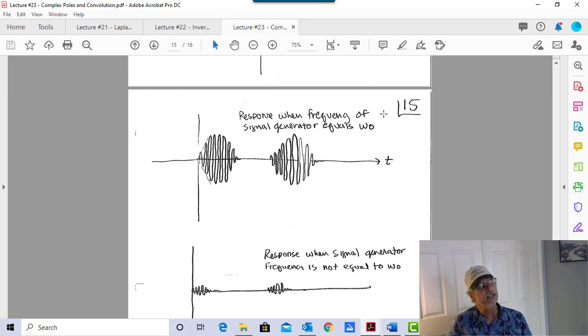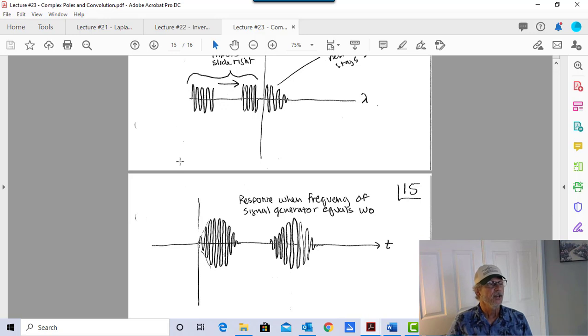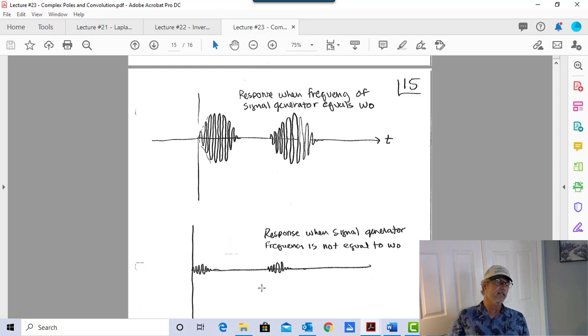So what you can see here is, in this case, we excited the system at its resonant frequency, or its natural frequency, where it wants to vibrate. And of course, the system said, whoa, yeah. Here, we excited it at a frequency that was not its natural frequency, and it didn't respond very well.